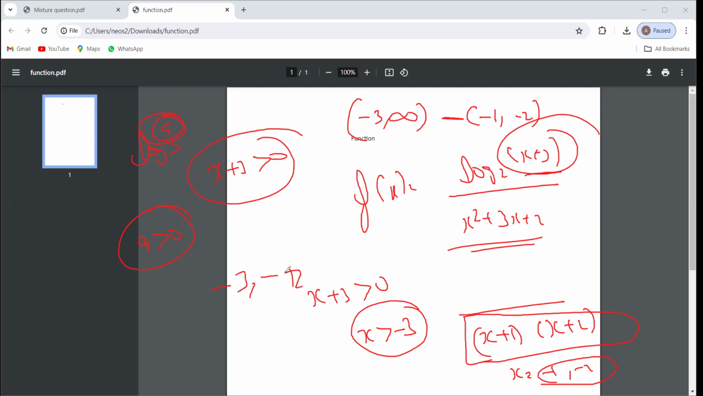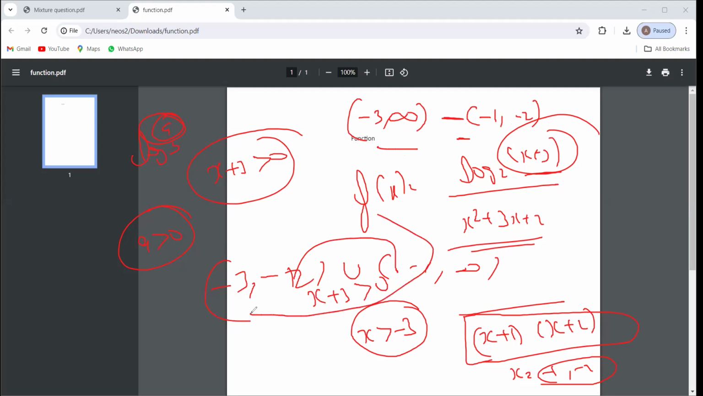-3 to -1, -2 union, -1 to infinity, right? I cannot write like this. Why? Because I am excluding the values between -2 and -1, right? Only the values that cannot be possible are -1 and -2. Only these two numbers cannot be in the domain. For that reason, I am writing -3 to infinity, excluding -1 and -2.